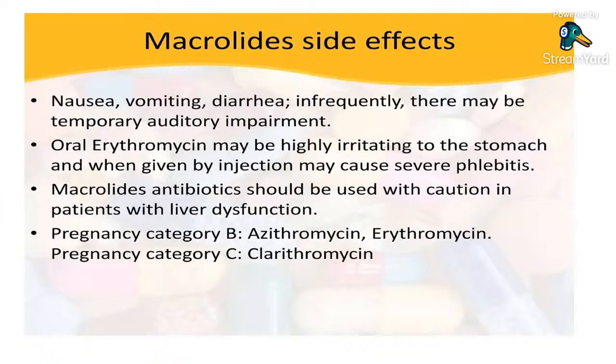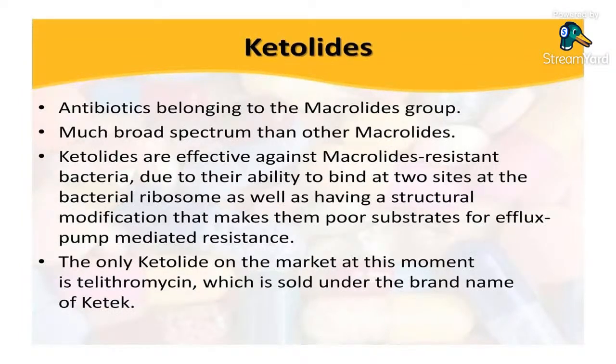Macrolide side effects include nausea, vomiting, and diarrhea. Infrequently, there may be temporary auditory impairment. Oral erythromycin may be highly irritating to the stomach, and when given by injection it may cause severe phlebitis. Macrolide antibiotics should be used with caution in patients with liver dysfunction. Pregnancy category B: azithromycin and erythromycin. Pregnancy category C: clarithromycin.